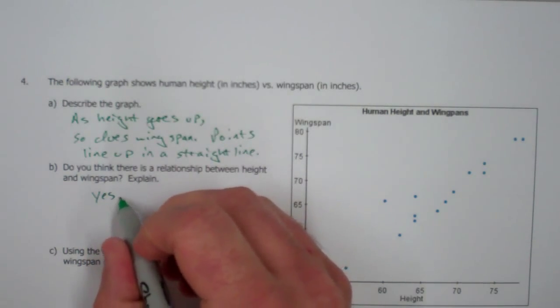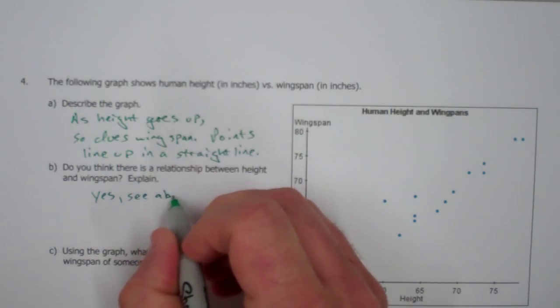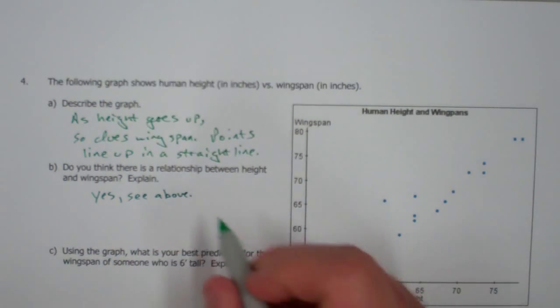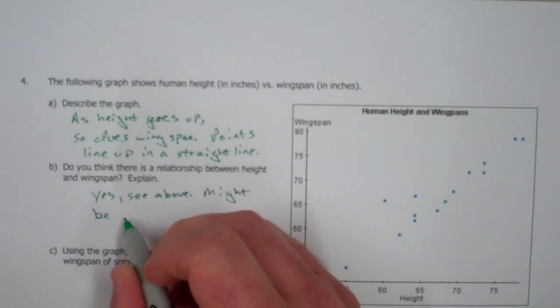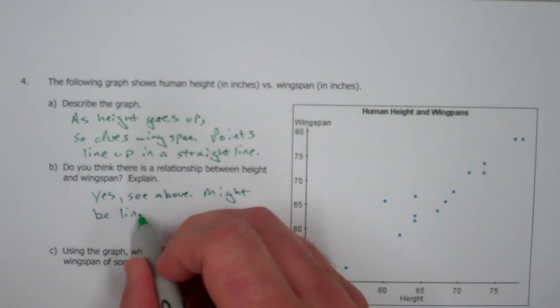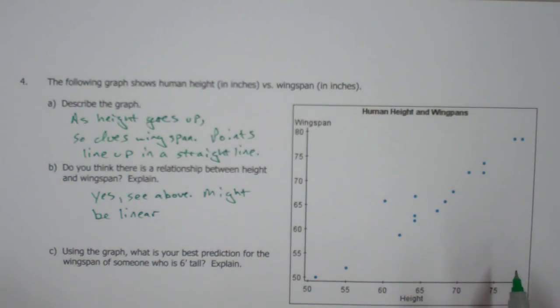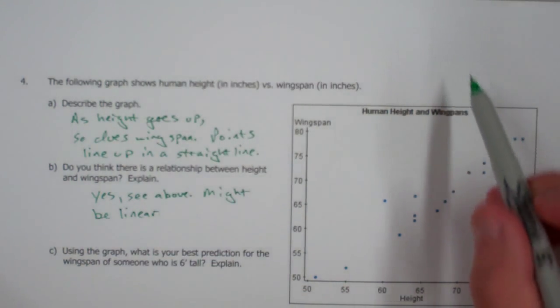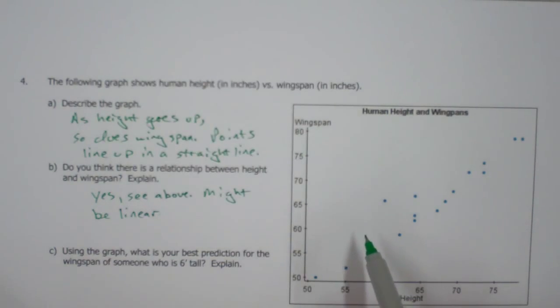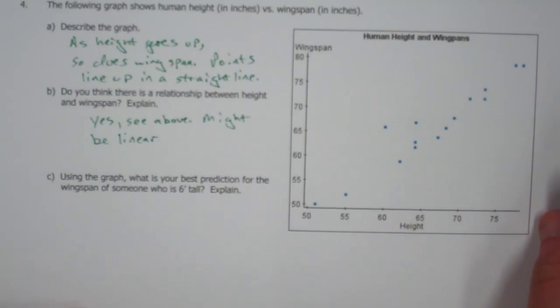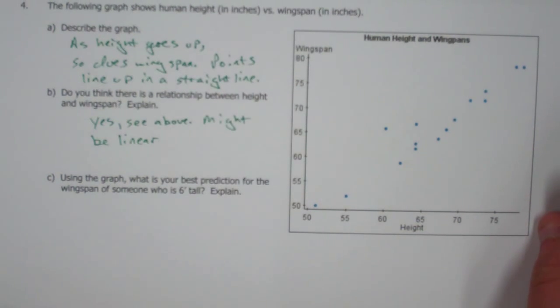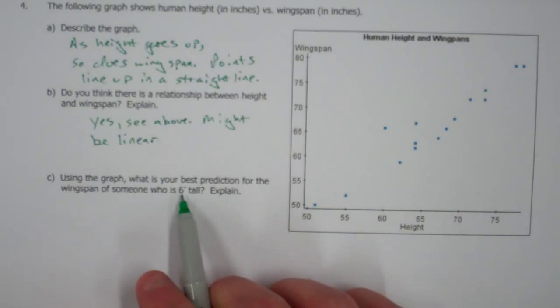Yes. See above. And we've been kind of talking about it, right? Might be linear. We don't know if it is or not, but based on the data that we see here, it seems like there's a linear relationship. It doesn't curve, and it's not lumped in a circle or something like that. Using the graph, what is your best prediction for the wingspan of someone who is 6 feet tall?